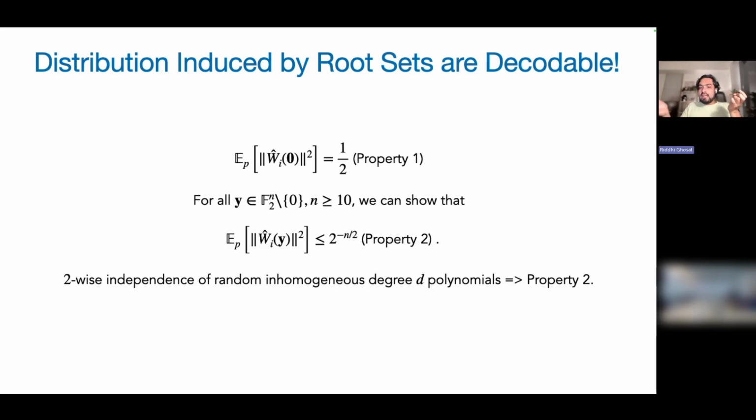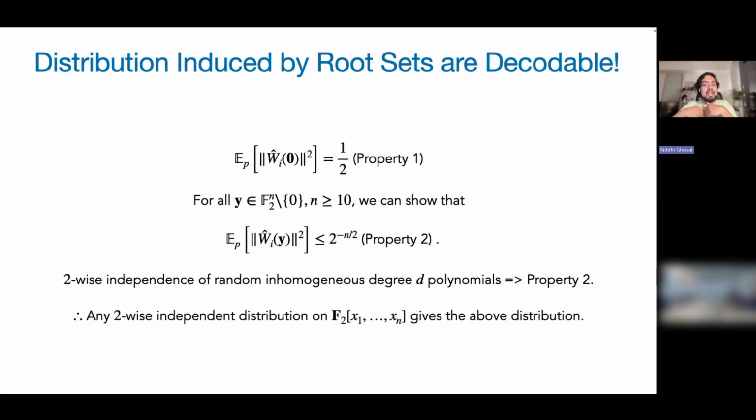So what this is actually saying is all you need is a system of polynomials that is 2-wise independent. If you can come up with a system of polynomials that's 2-wise independent, you can use a quantum algorithm on that. Right? So specifically, any 2-wise independent distribution on polynomials will work for our quantum algorithm.